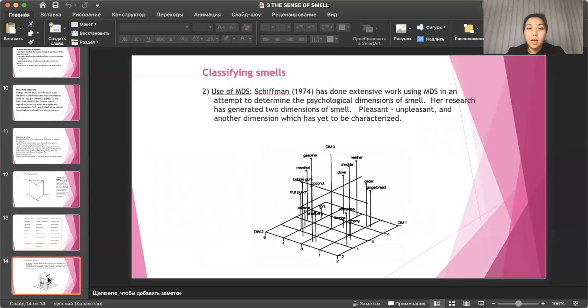So the same, Schiffman was also a scientist, and she also made a classification of smells by a mathematical sense. She divided smells into pleasant and unpleasant.